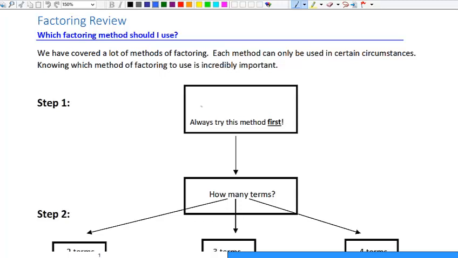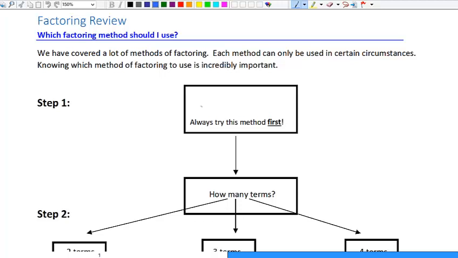In this lesson, Factoring Review, we are going to figure out which method of factoring we should use. We have covered a lot of methods of factoring. Each method can only be used in certain circumstances. Knowing which method of factoring to use is incredibly important.